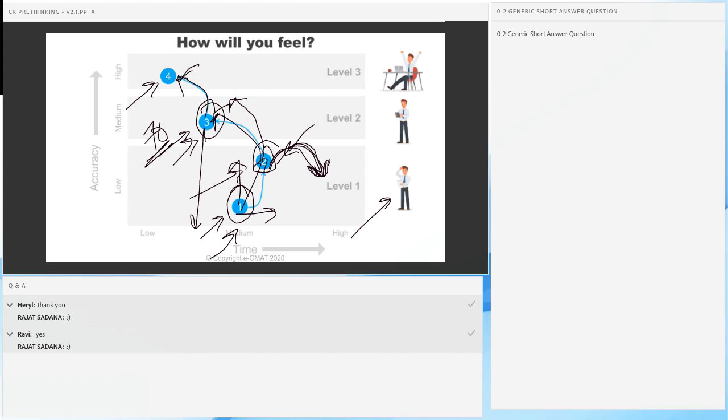What open sources, Ravi asks, can we tap for preparation specifically for SC and CR? If you're an e-GMAT student, you shouldn't go for open sources. If you're not an e-GMAT student, you can solve the OG, but make sure you're learning with every question, because the process of learning is a very intricate process. There's a lot of science behind it. And that's one of the reasons why business schools exist.